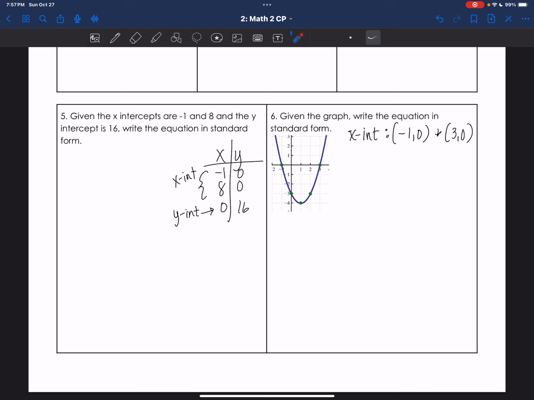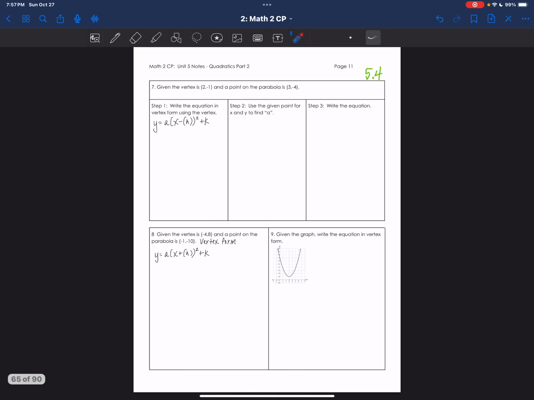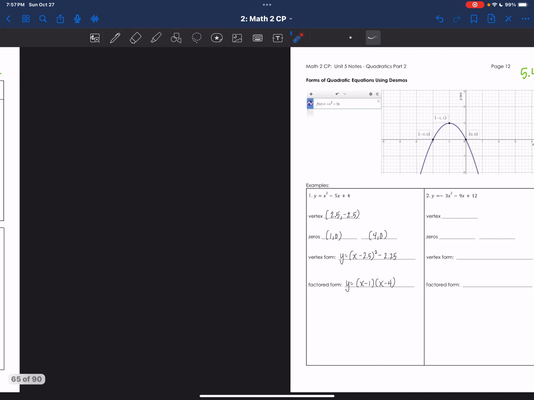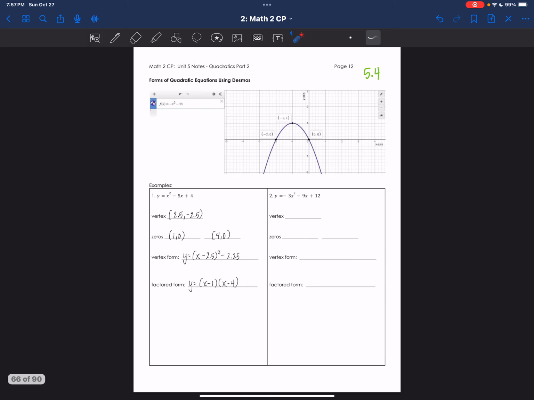So now you're going to work backwards given this graph with all of these points. All right, so go ahead and try those. And then number 7, I want you to try number 7 on your own. And then number 8, you're going to try also. We'll do these together in class.